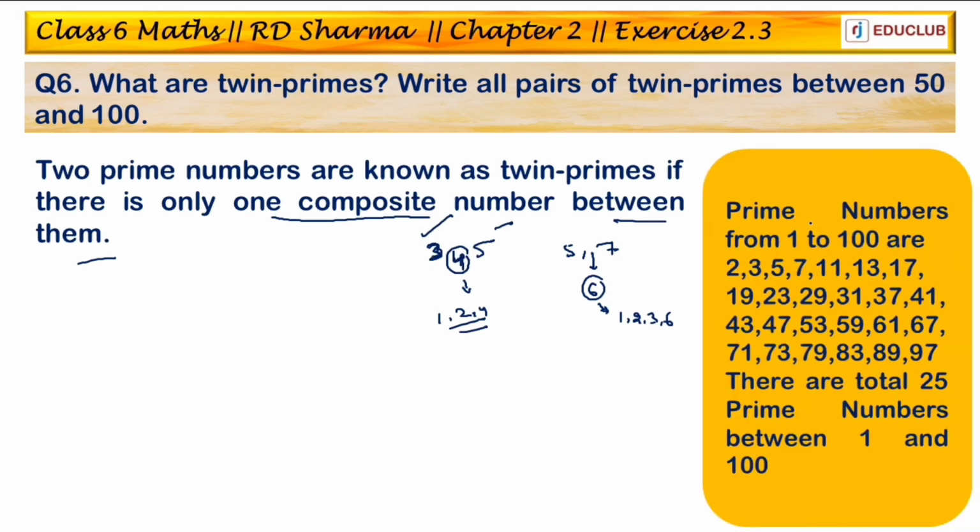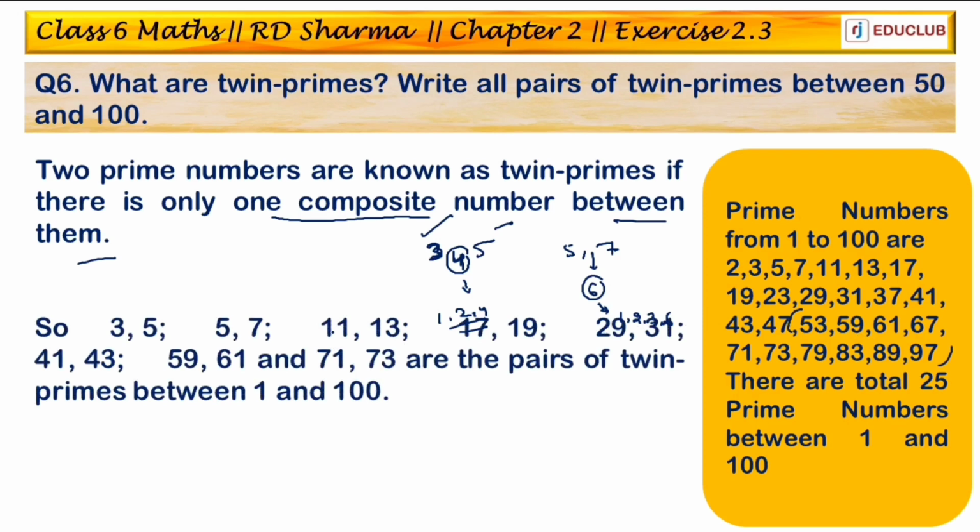Now we will see the twin primes between 50 and 100. Between 50 and 100 we need to find twin primes. 59 and 61 are twin primes. From 1 to 100, the twin primes are 3 and 5, 5 and 7, 11 and 13, with 12 in between. In 5 and 7, 6 is in between. So there is one number between two consecutive primes.